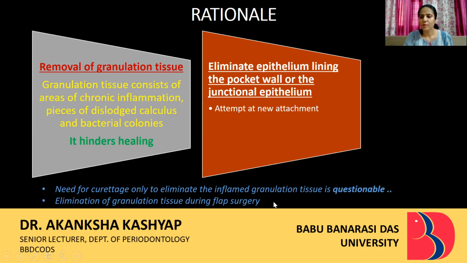So whenever we perform a flap surgery, we need to remove the granulation tissue. This granulation tissue hinders access, so it is removed for a technical reason. We want to remove it so as to gain access to the root surface, the root morphology or the bone morphology. So granulation tissue removal in periodontal surgical or flap procedures is done for a technical reason, not for a biological reason.